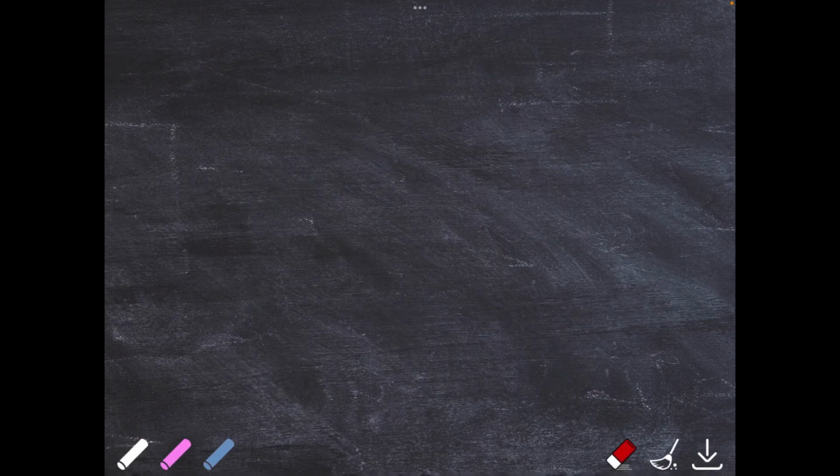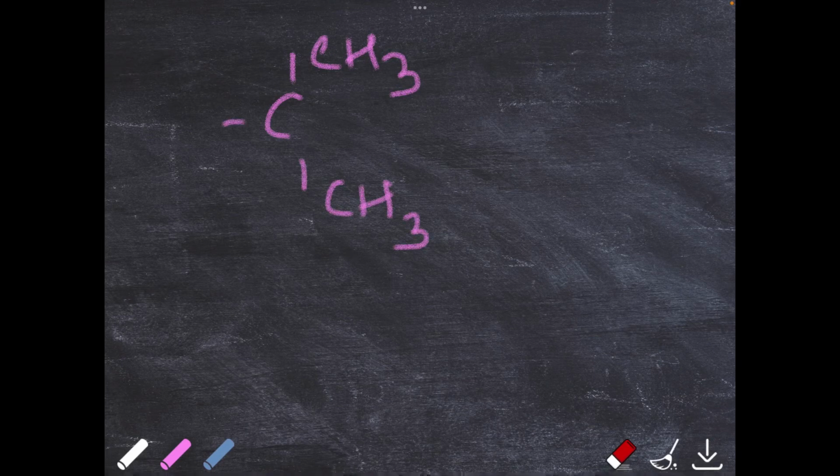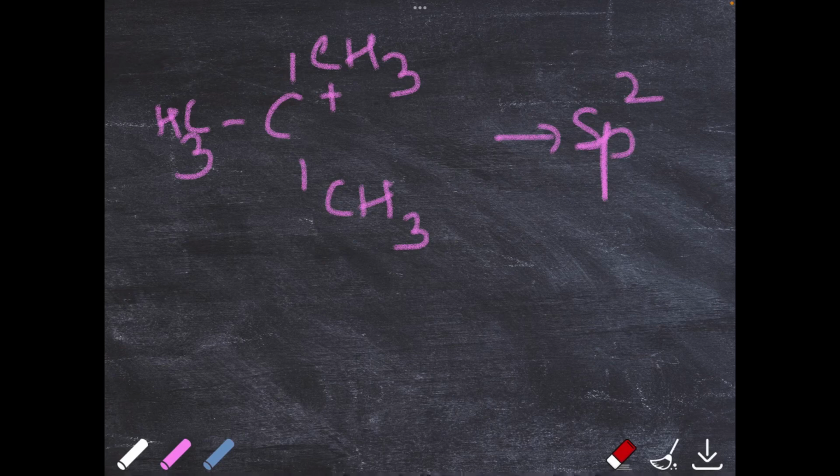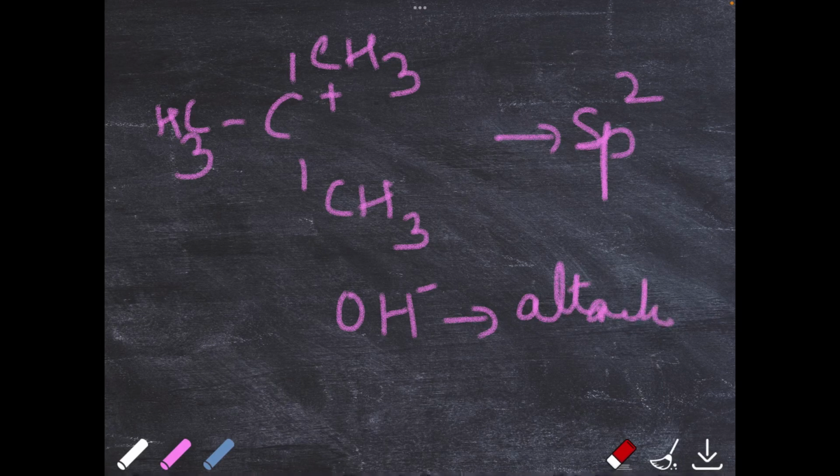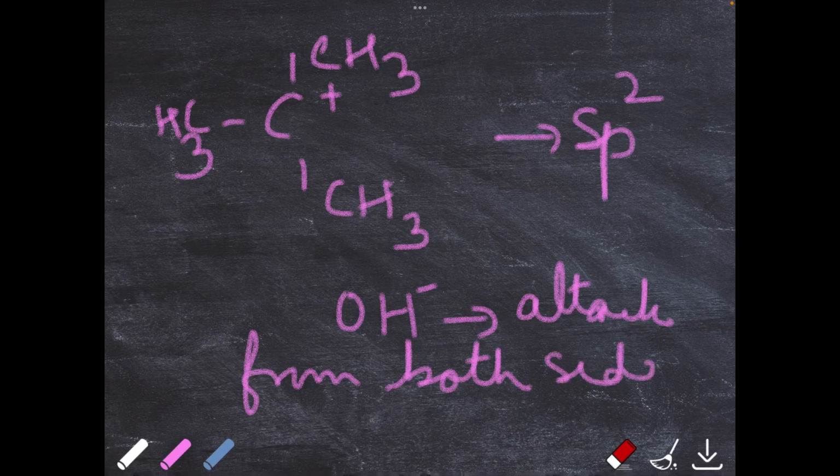Now, one thing I forgot to tell you was that this carbocation is sp2 hybridized, and because it is sp2 hybridized, the OH minus ion can attack from both sides, leading to the formation of the two enantiomers.